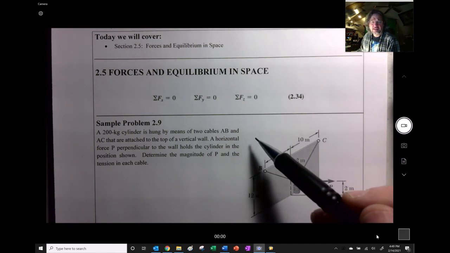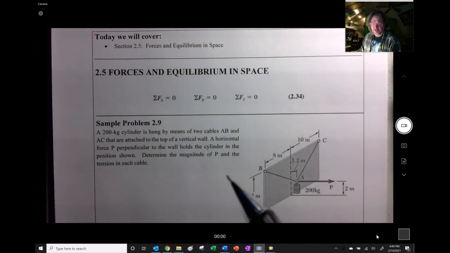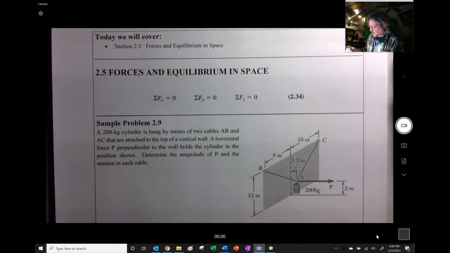Let's take a look at sample problem 2.9. It's a pretty long problem, especially the way that I'm going to draw it out here. I'm going to introduce a slightly different variation of what you've seen before when it comes to doing the vectors. I'm going to use the position vector. Now, instead of those little distances, dx, dy, dz, we're going to use r, and then we're going to come up with a nomenclature for the thing.